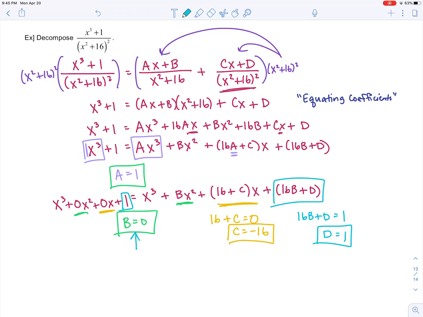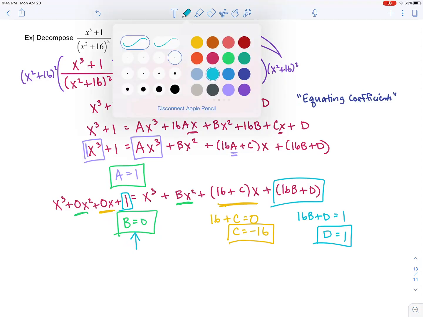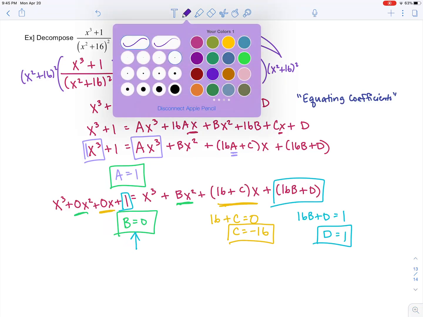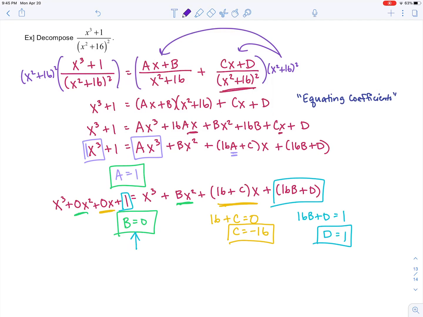So now we have all 4 of them, a, b, c, and d. We used a different process this time because we didn't have the convenient linear factors like we did last time. So we used equating coefficients, and we got them all. So let's write out our decomposed form of our rational expression. So it's ax plus b, a is 1, b is 0, over x squared plus 16, plus, and then cx plus d, so negative 16x plus 1 over x squared plus 16 squared.